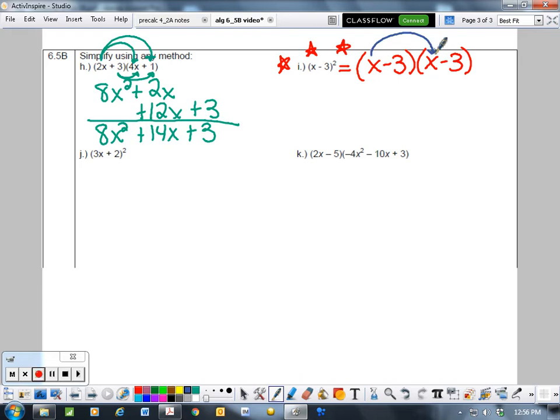So x times x is x squared. x times minus 3 is minus 3x. Then negative 3 times x is another negative 3x. Negative 3 times negative 3 is a positive 9. When we combine like terms, we get x squared minus 6x plus 9.